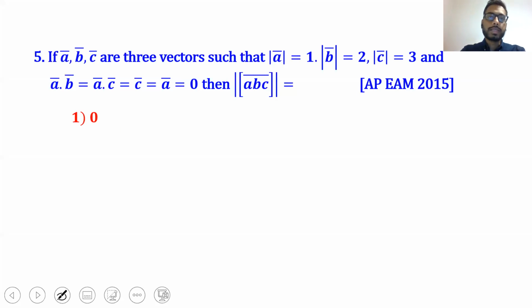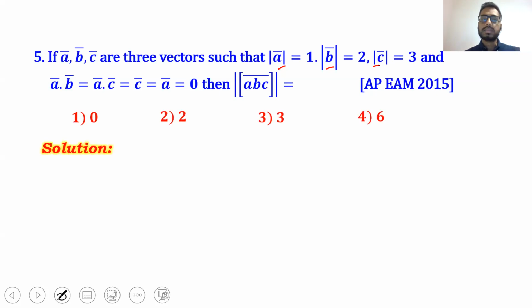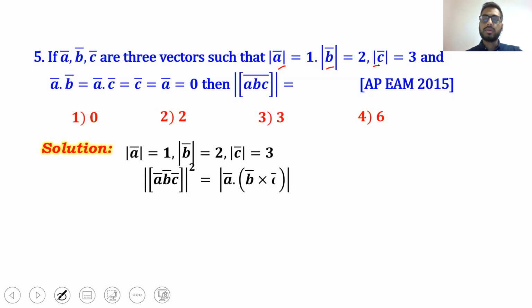If there are three vectors A, B, C such that mod values are given of each vector A, B and C, also dot product is given, A dot B, A dot C, then I have to find value of ABC box product. So simple, all the values are already given to us. We can say that ABC is nothing but A dot B cross C, and then expand this term.